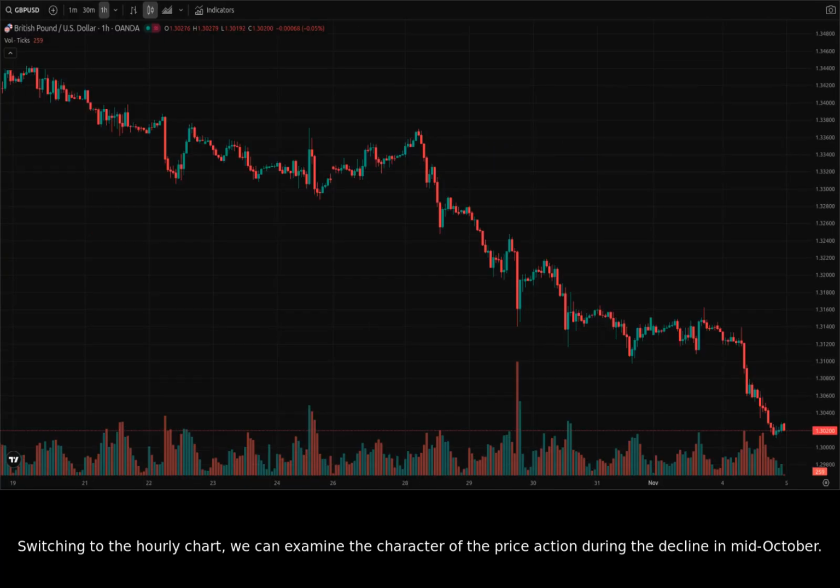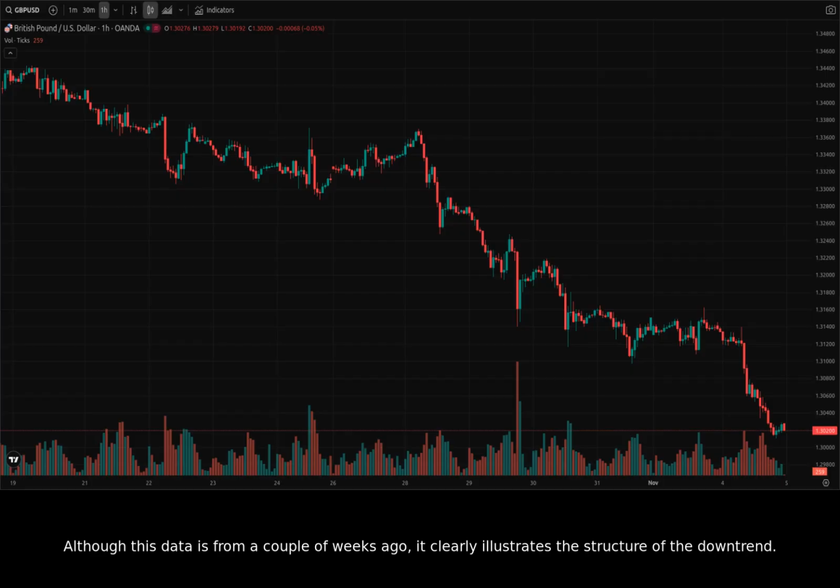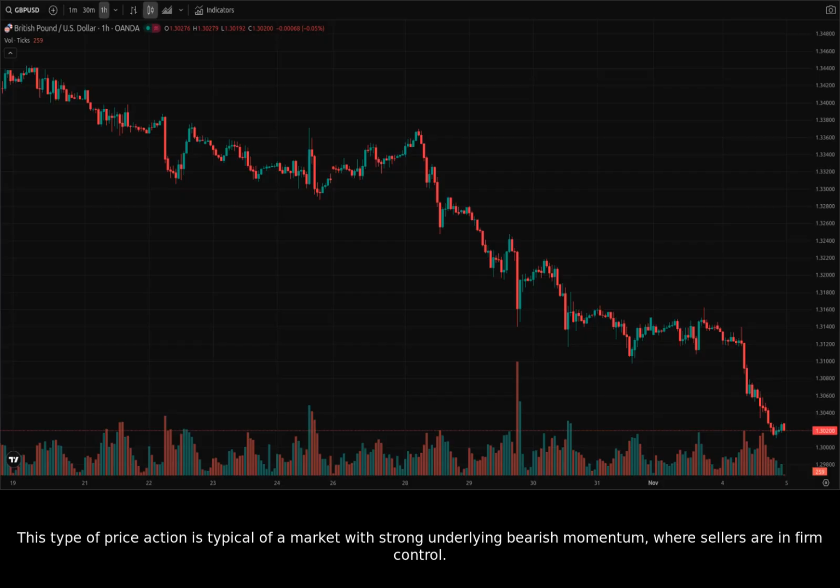Switching to the hourly chart, we can examine the character of the price action during the decline in mid-October. Although this data is from a couple of weeks ago, it clearly illustrates the structure of the downtrend. We can observe a classic pattern of lower highs and lower lows, with bounces being shallow and quickly sold into. This type of price action is typical of a market with strong underlying bearish momentum, where sellers are in firm control. Any short-term rallies were consistently met with renewed selling pressure, failing to establish any meaningful support.